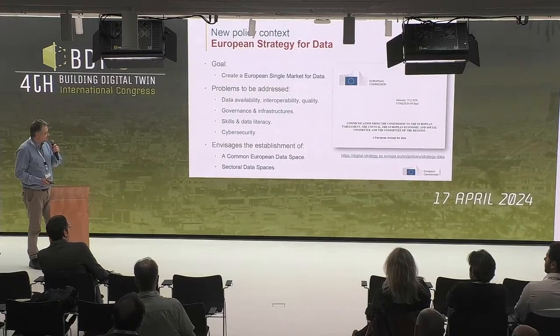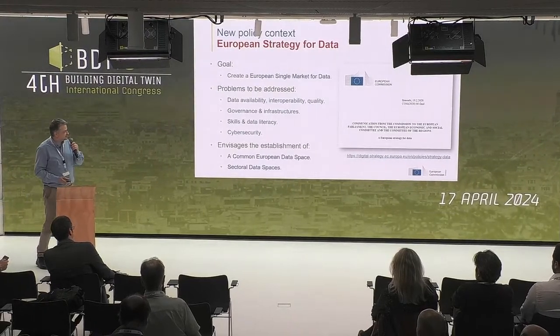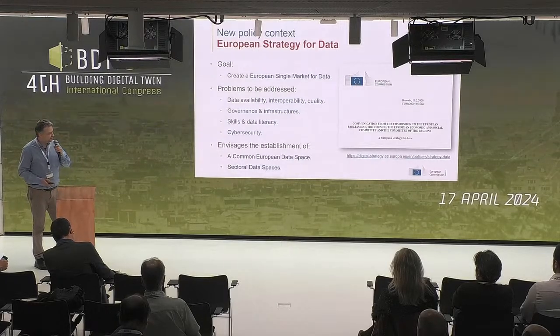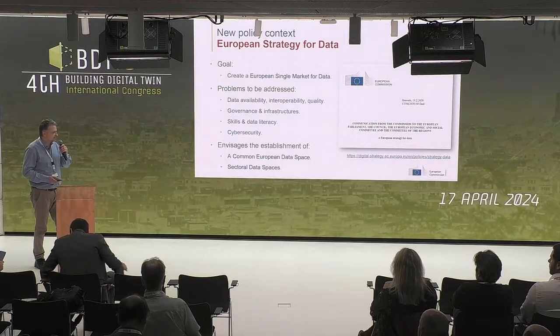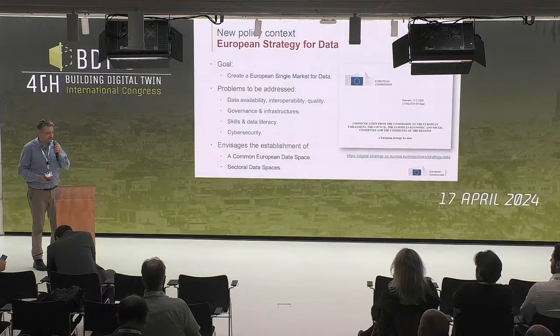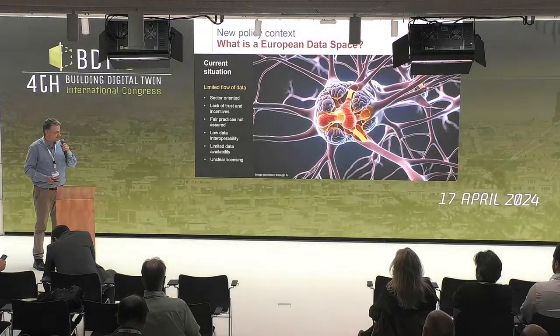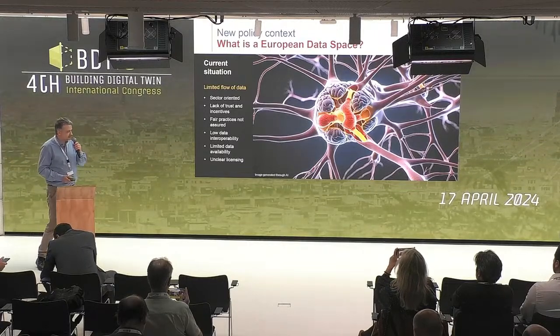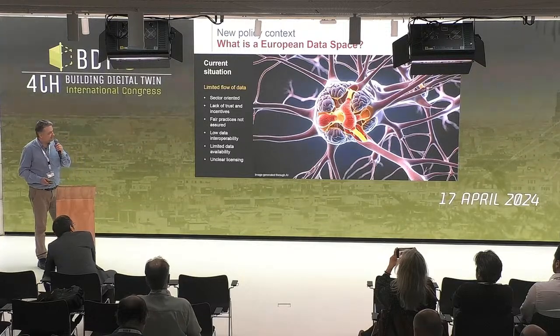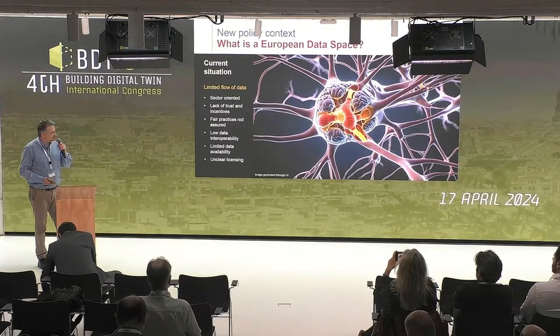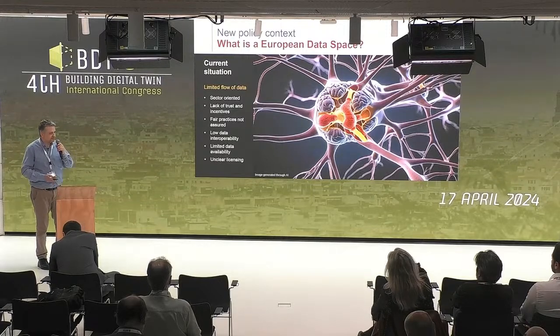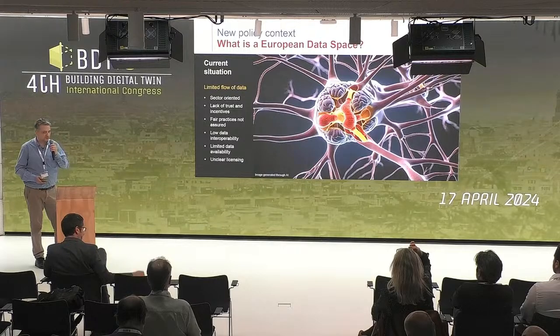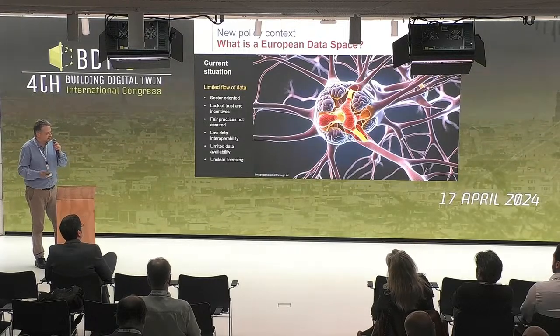At the end, this strategy document envisages the establishment of a common European data space and also sectoral data spaces. I will try to explain it in a different manner. This is the image of an Alzheimer-affected brain structure. What happens here is that the flow of data between the different neurons is not working so well, because of several reasons which are more medical ones.